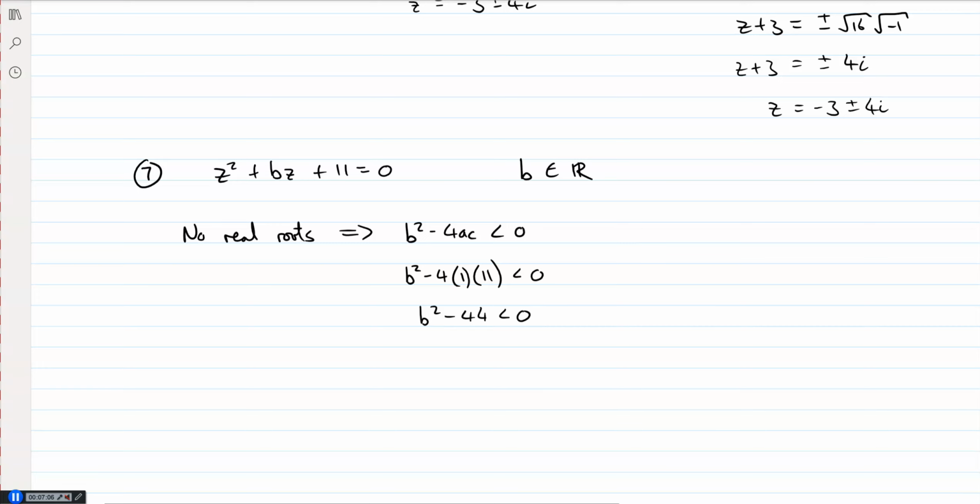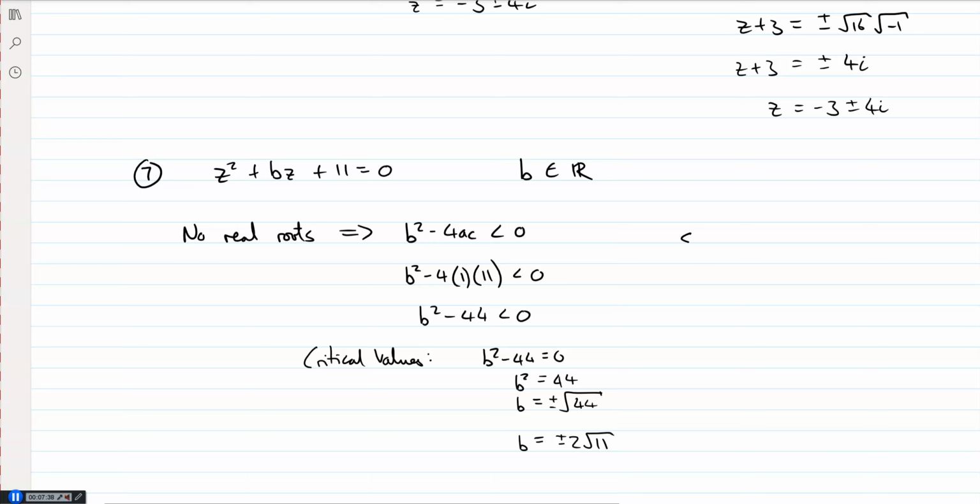Okay, this is a quadratic inequality. So we're going to need a little sign diagram, critical values, in order to solve this. So if we just think of this with an equal sign, then we can get our two roots. So root 44, which is root 4 root 11, or 2 root 11. So there are critical values.